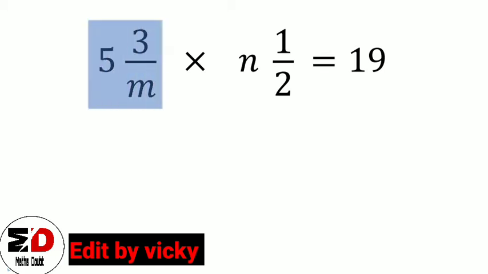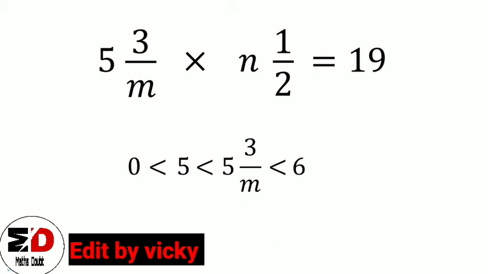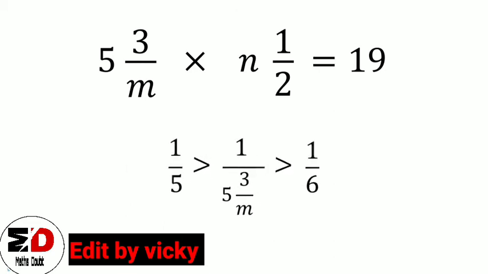Let's focus on the term 5 and 3 over m. Notice that it's between 5 and 6. Also, all of these numbers are positive. So if we take the reciprocal of each term, we will flip the inequality sign. We can then multiply each term by 19. The upper bound is 19 over 5, which is equal to 3.8. The lower bound is 19 over 6, which is equal to 3 1/6.